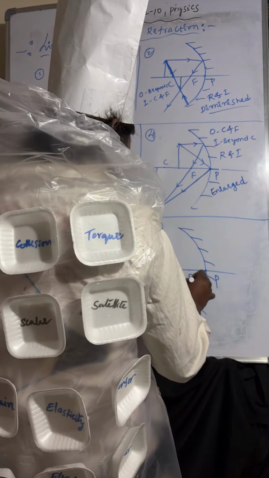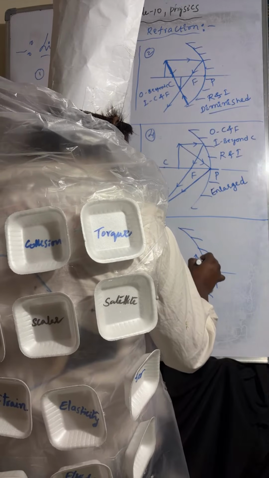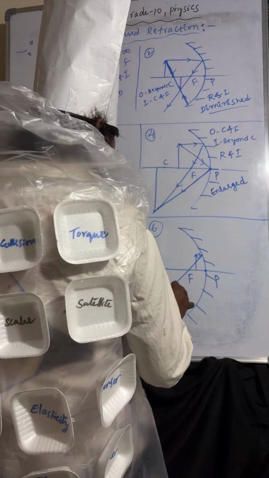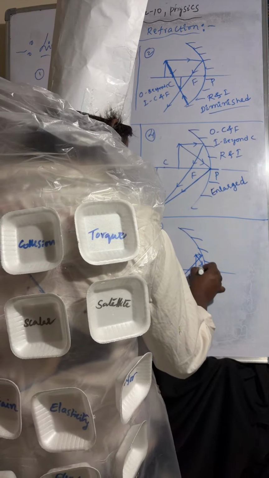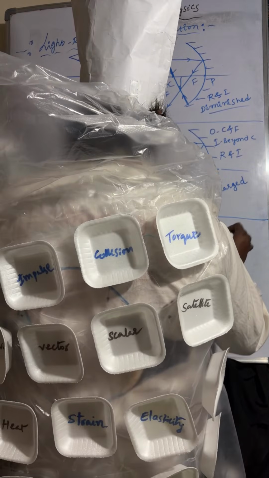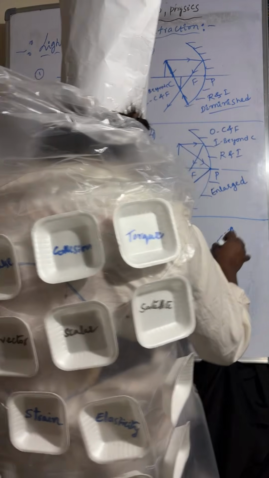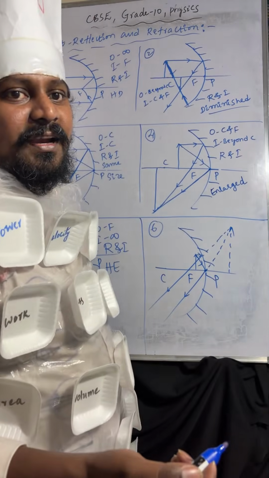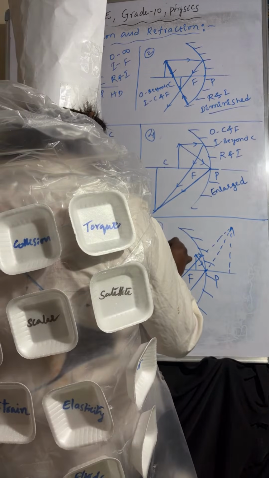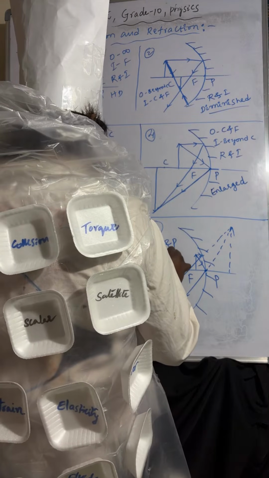Pole, focus, center of curvature. Object is placed between P and F. One light I am taking, so it passes through focus. Another light is incident at the pole, it reflects back. If you are extending these light rays, those light rays will meet. Okay, so object is placed between P and F. Image will form behind the mirror.